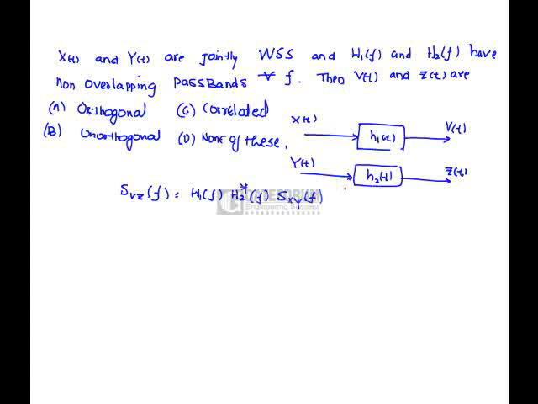Already in the problem statement, H1 of f and H2 of f don't have any overlapping pass bands. That means the product of these two is equal to 0. Hence S_VZ of f is equal to 0, which means the correlation function is also 0. This indicates that V and Z are orthogonal to each other. Hence option A is correct.